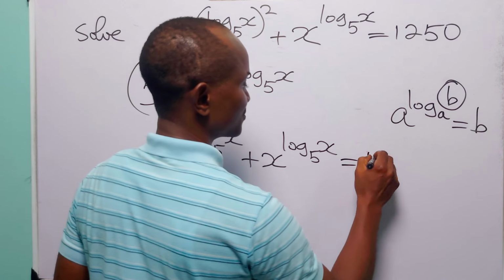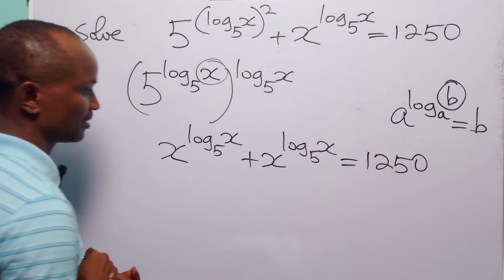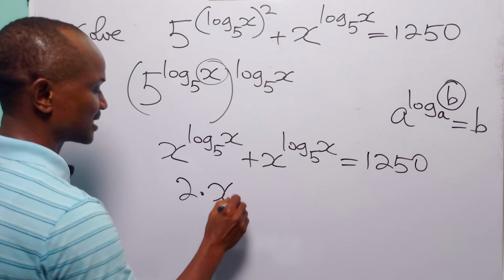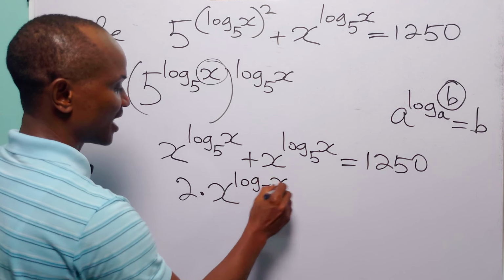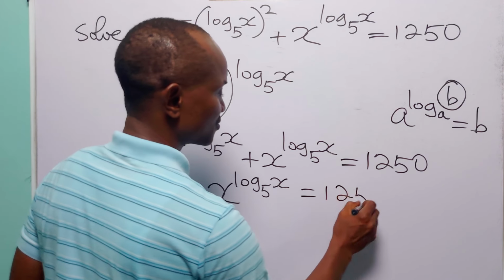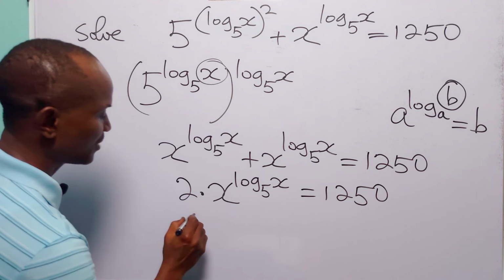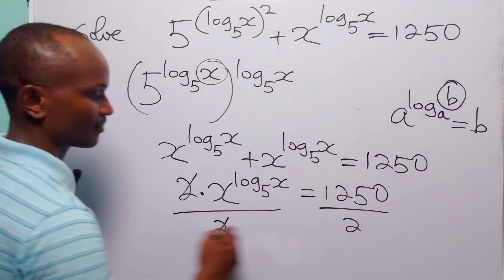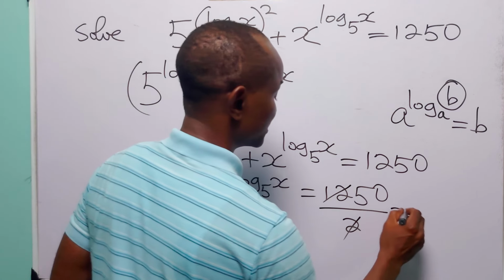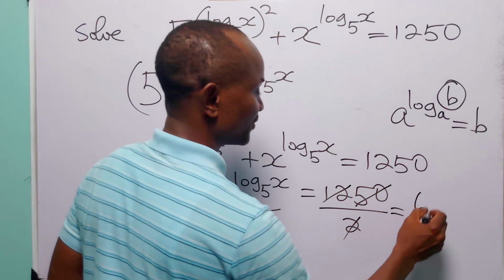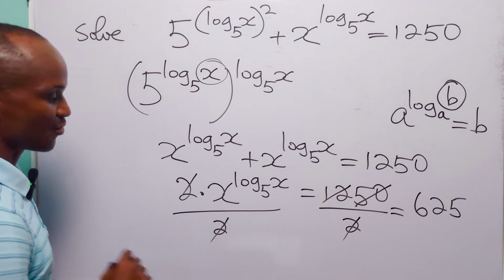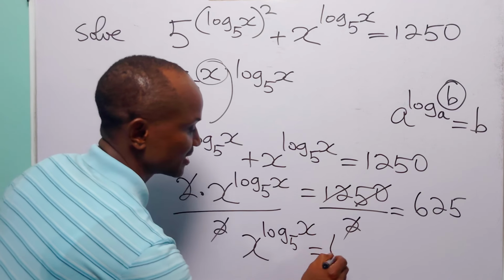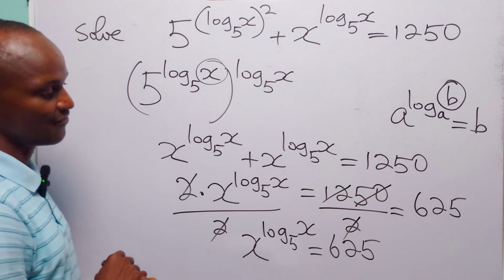And this is equal to 1250. This is the same as this. So we have 2 times x to the power log to base 5 of x is equal to 1250. Now, when we divide both sides of this equation by 2, 2 into 12 is 6 and into 50 is 25. We have that x to the power log to base 5 of x is equal to 625.